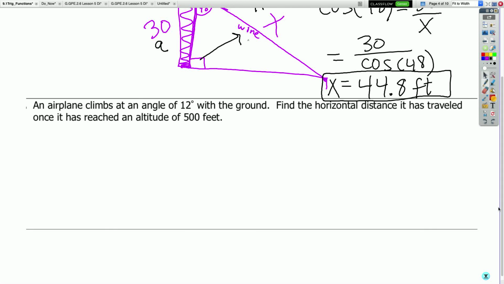Okay, so the next one is that an airplane climbs at an angle of 12 degrees with the ground. I'm going to start. There's my ground. I'm going to draw my airplane. When we take off, we're going up at an angle of 12 degrees. So there's my angle of 12 degrees, and I'm going to draw my airplane.